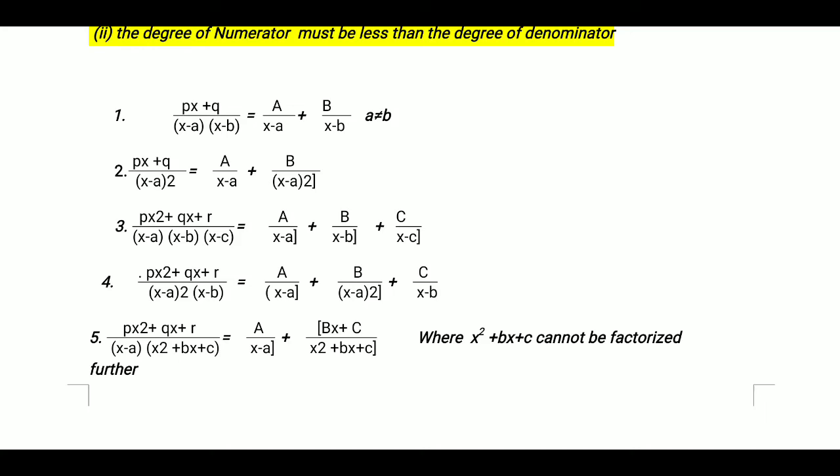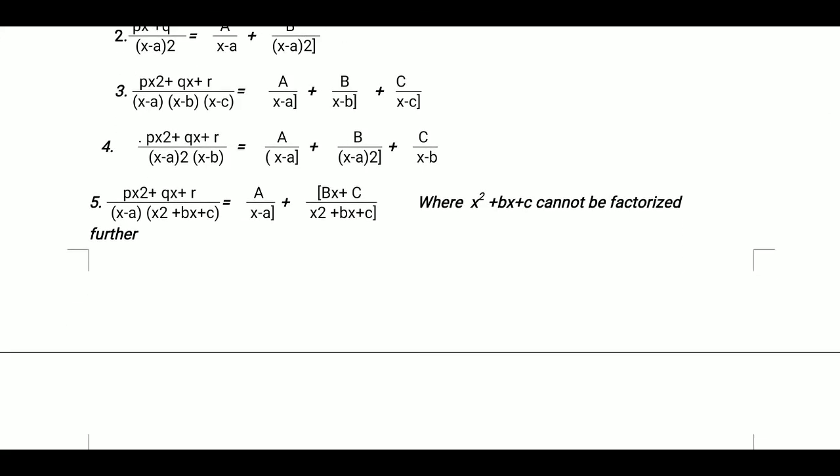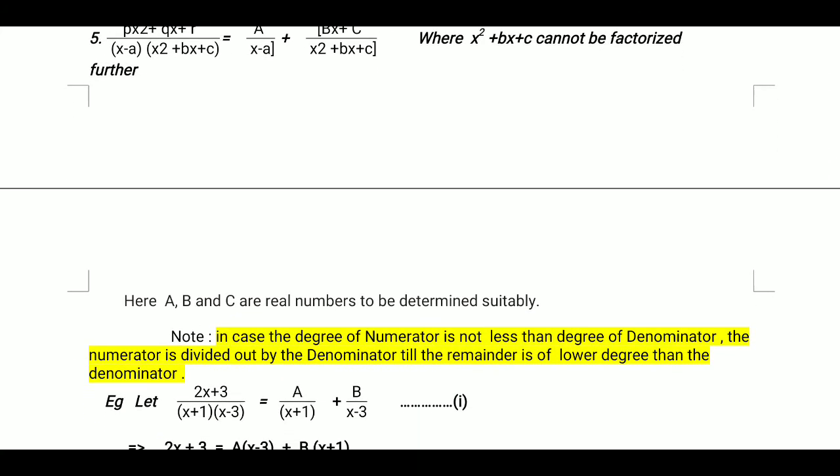This is the method. If the quadratic form cannot be factorized, you write a linear form in the numerator, (Bx + C) upon (x² + bx + c). Now equating both sides, you can easily find the values of A, capital B and capital C, and then you can integrate it.